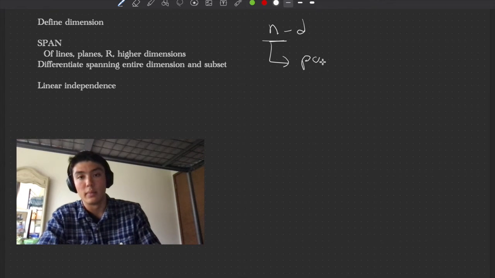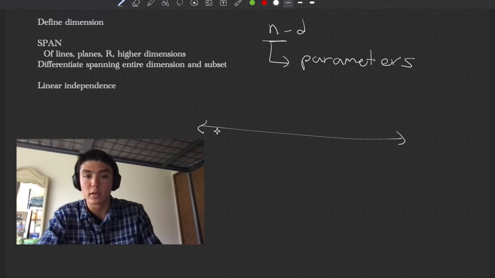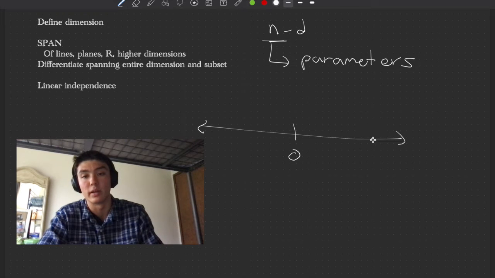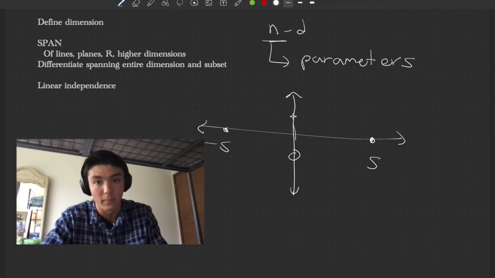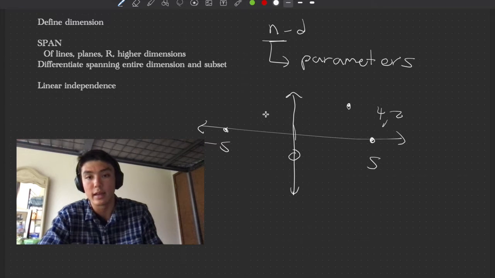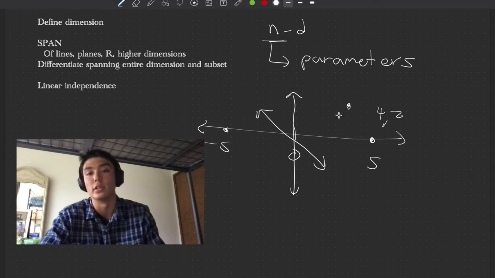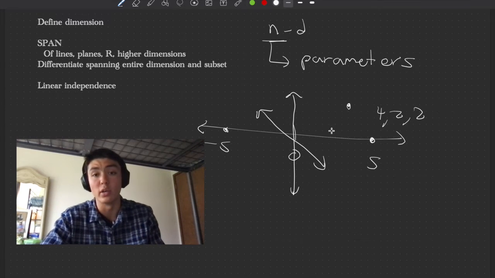So in one-dimensional space, an example would be a line. It only takes one number. Say this is a number line. It takes one number to define where you are on this number line. It could be 5, it could be -5. But if you make this a two-dimensional space, you're essentially adding another axis, another degree of freedom. So if you're over here, you're going to need two numbers or two parameters to describe where you are. This might be 4, 2. And again, if you add another axis and go up a dimension, you're going to need yet another parameter to describe where you are in the space.